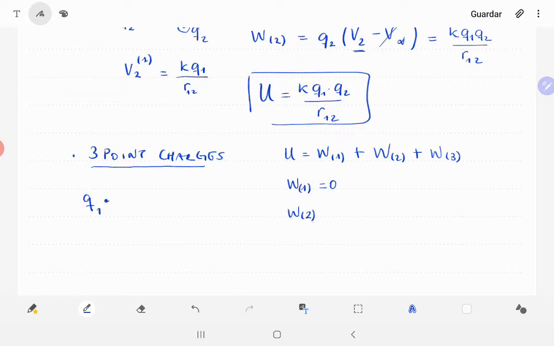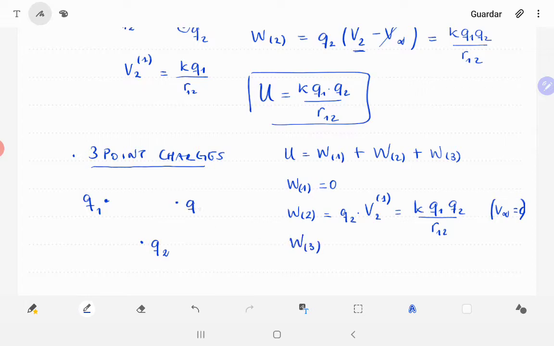For bringing point charge 2 to its final destination, this is going to be like in the previous example. It's going to be Q2 times V2, but when there's only charge 1. So this is going to be K Q1 Q2 divided by R12. Here I'm already taking into account that V at infinity is 0. Now, what about bringing the third charge?